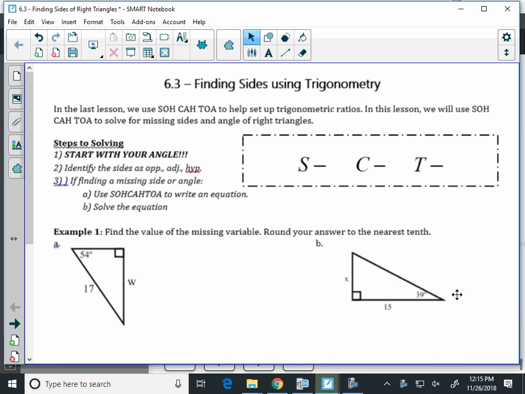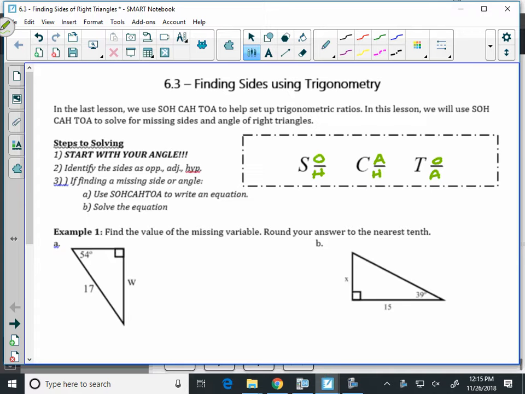of a right triangle using trig. So first things first, when you have these problems, what should we write at the top of our paper? SOHCAHTOA. It's already kind of written here. We just have to fill in the parts. SOHCAHTOA. Always write that at the top of your paper.